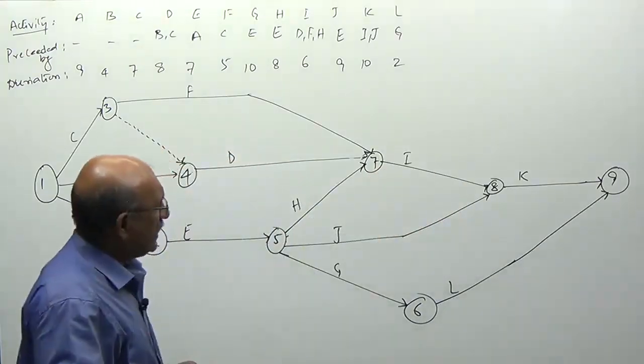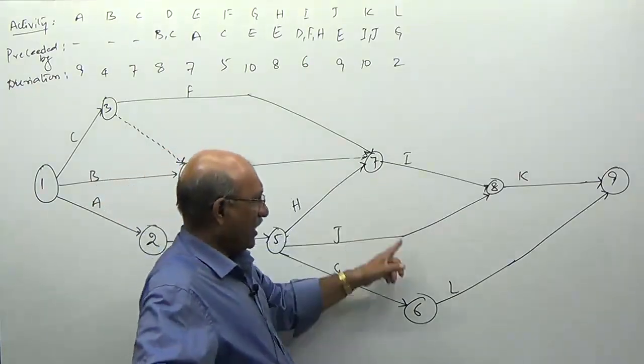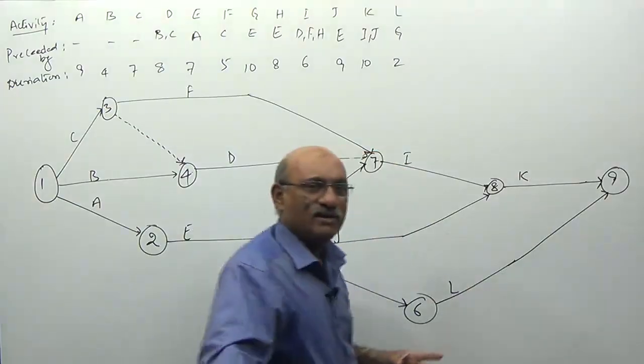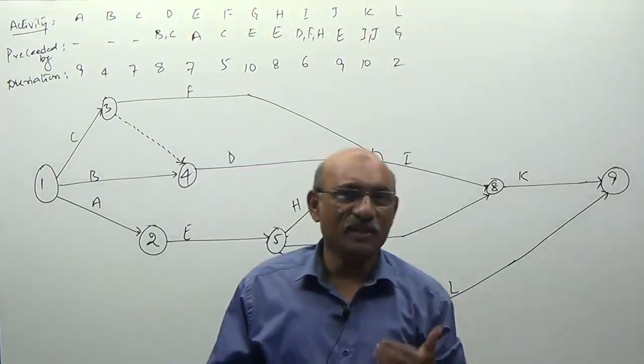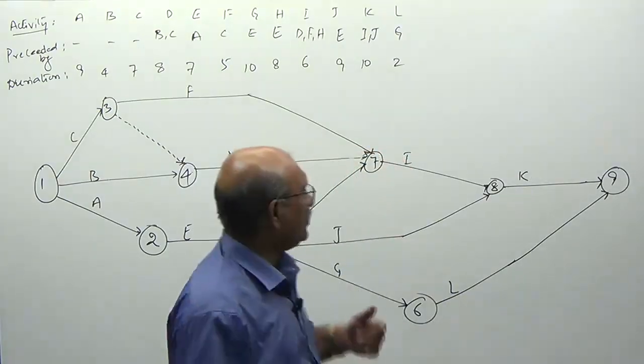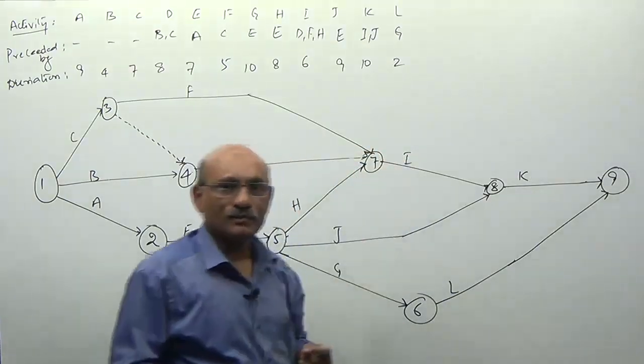Next, activity I and activity J, where they are merging, activity K is coming. What does it mean actually? Activity K cannot be started. Activity K cannot be started before completion of I and J.